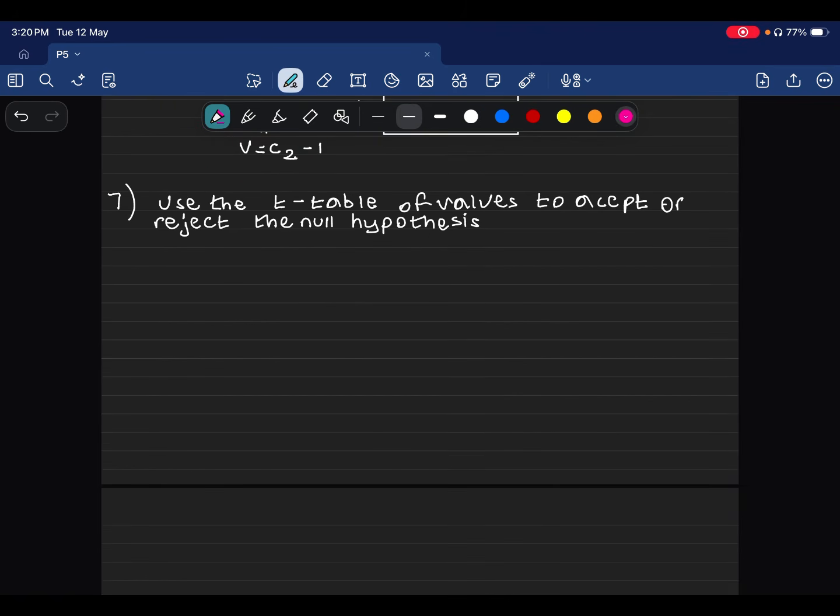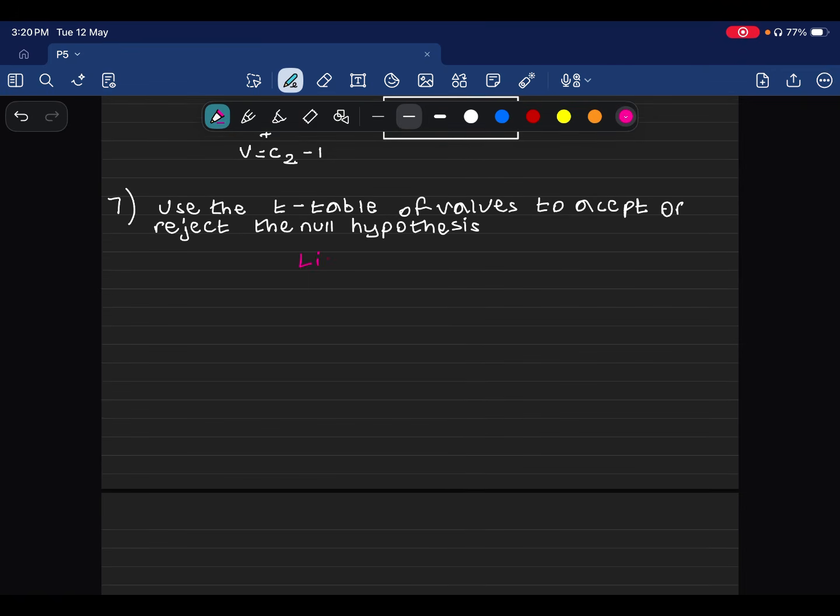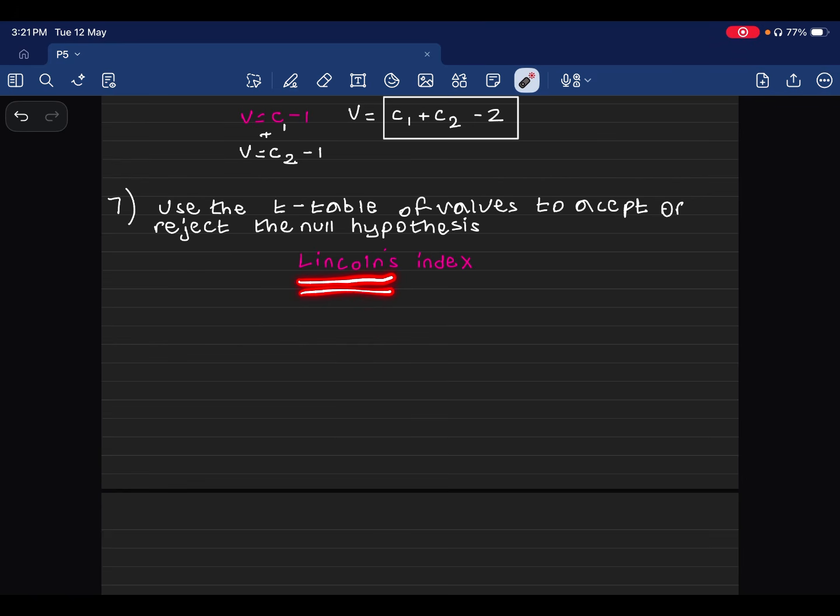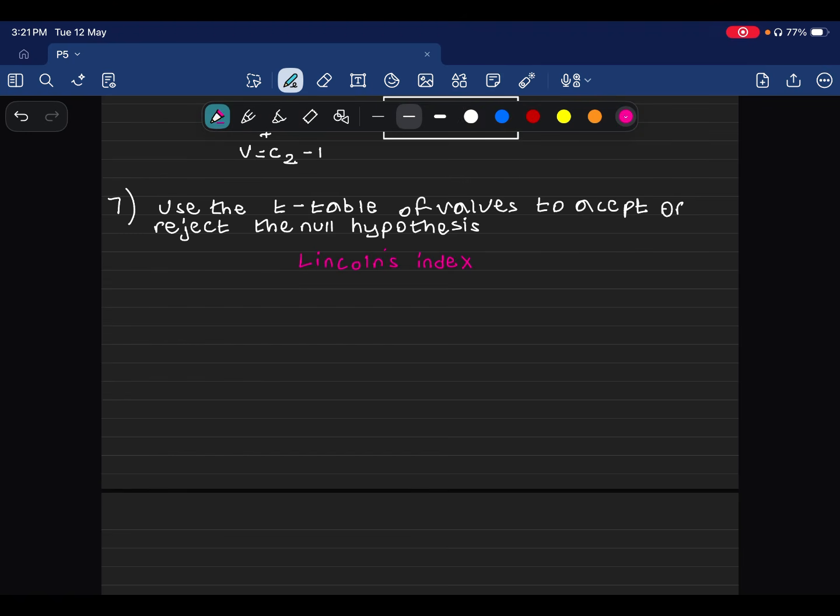Right. Now let's move to the next topic, which is called Lincoln's index. Now, what is Lincoln's index? This right here was the name of the guy that discovered this formula. And why is this formula used? What's the purpose? The index basically refers to a formula. This formula is used to estimate the population size of mobile organisms.